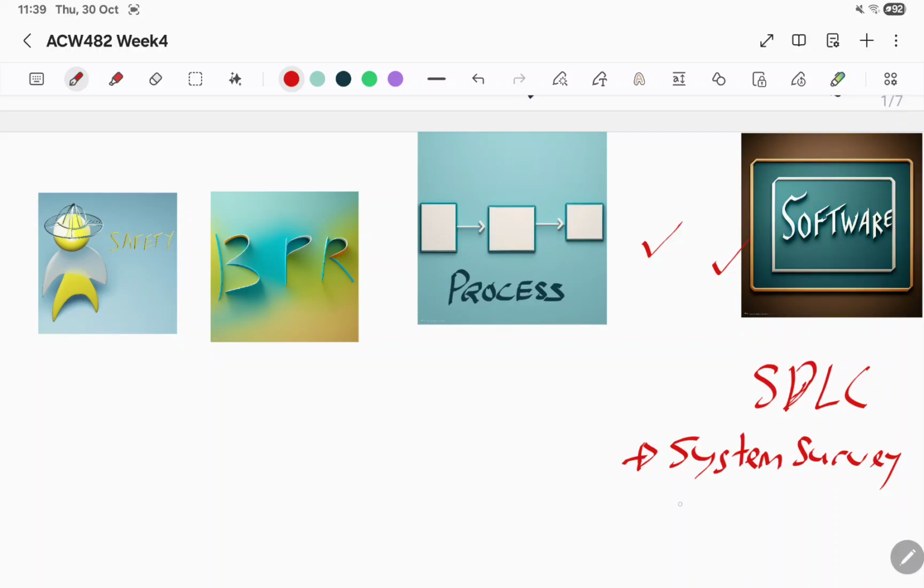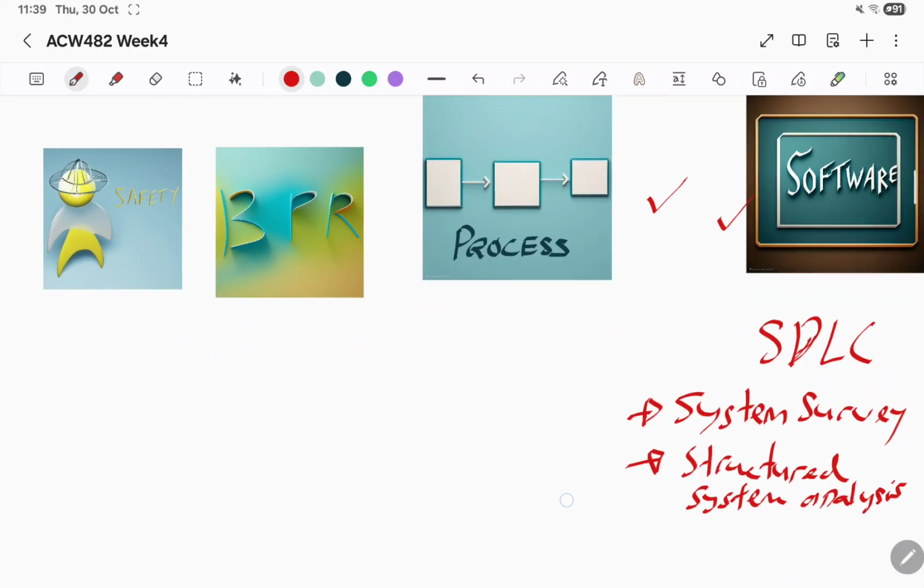Then we go into last week's topic, which is the system structured analysis, yes. Right. And over here, we look into three things, right? Three things. But there are a few things, right? There are a few things in this highlight.